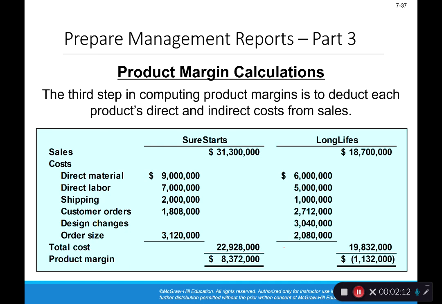Now, does that mean we automatically eliminate Long Lives? Well, not necessarily. There are other things to consider. For example, some of our customers may buy a lot of Sure Starts from us, but they use us as a supplier because they can also get Long Lives from us when they want them. So eliminating Long Lives could have a negative impact on our other product line, the Sure Start batteries. So there are a lot of qualitative and quantitative considerations that need to be considered before we make a decision. But at least we have better information from which to base that decision.